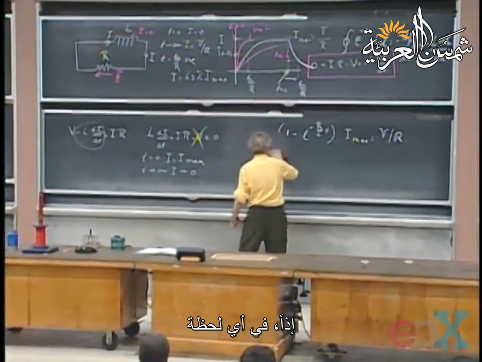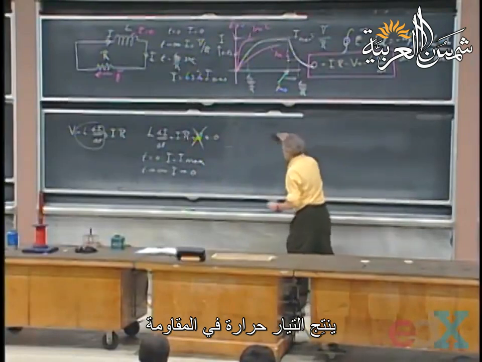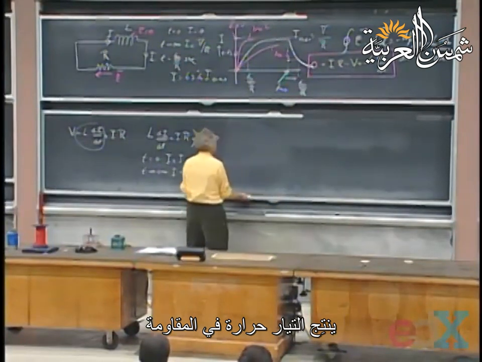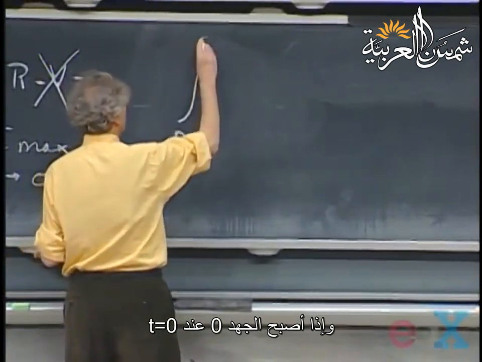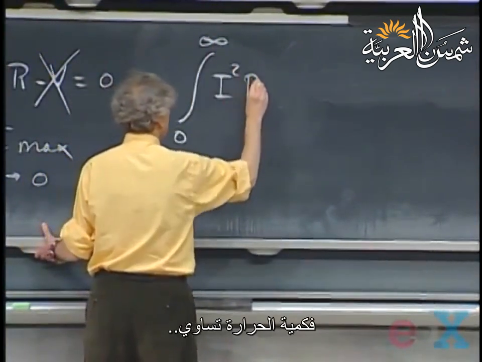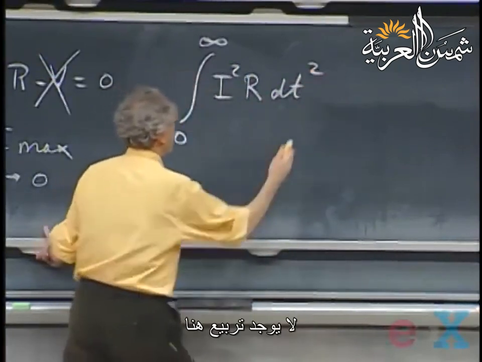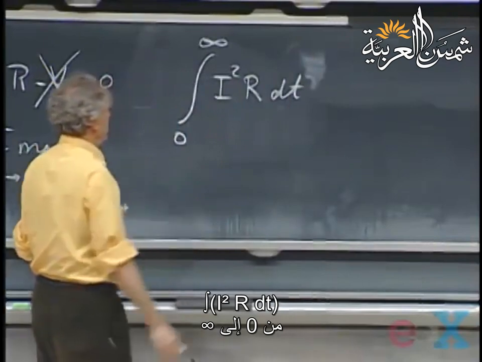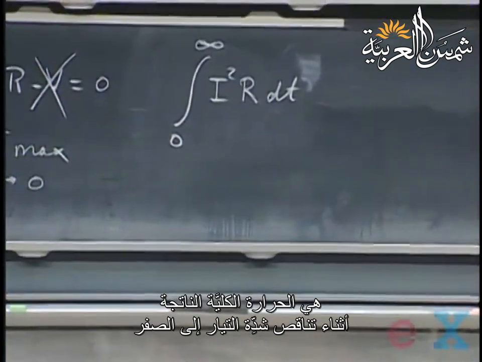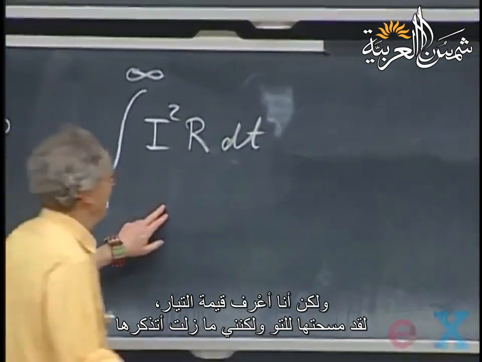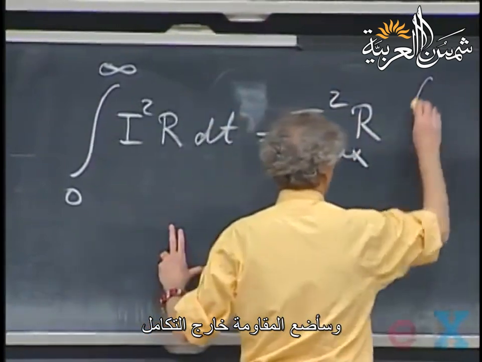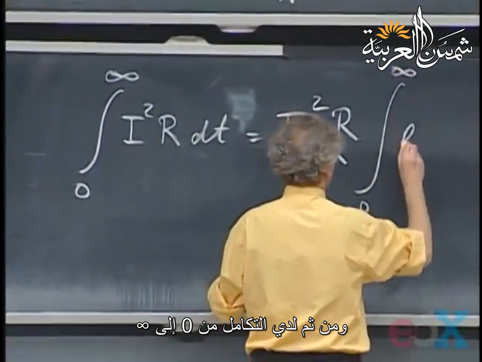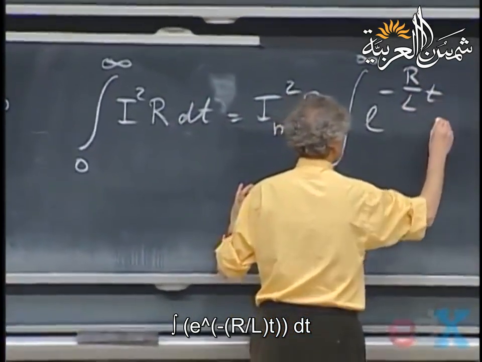So at any moment in time, the current is producing heat in the resistor. And so if my voltage becomes zero at time t equals zero, then this is the amount of heat, no square here, I square R dt integrated from 0 to infinity is the total heat that is produced as the current dies out. But I know what this current was, I just erased it, but I still remember it. So I can bring I max outside, and I can bring the resistance outside, and then I get the integral from 0 to infinity of e to the minus R over L times t dt.